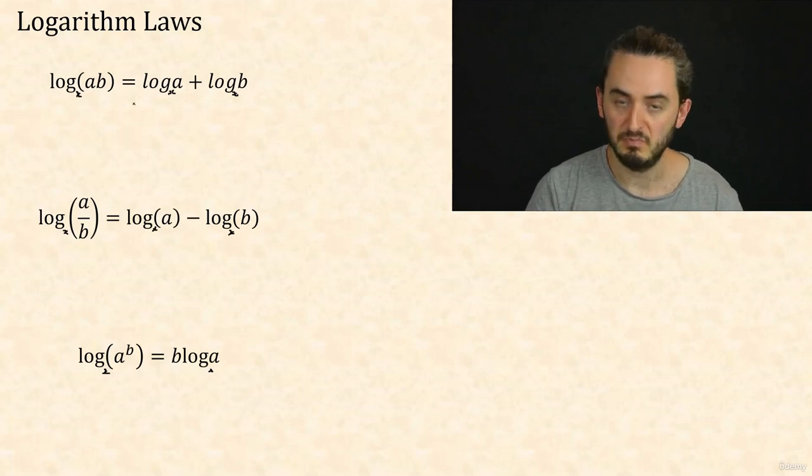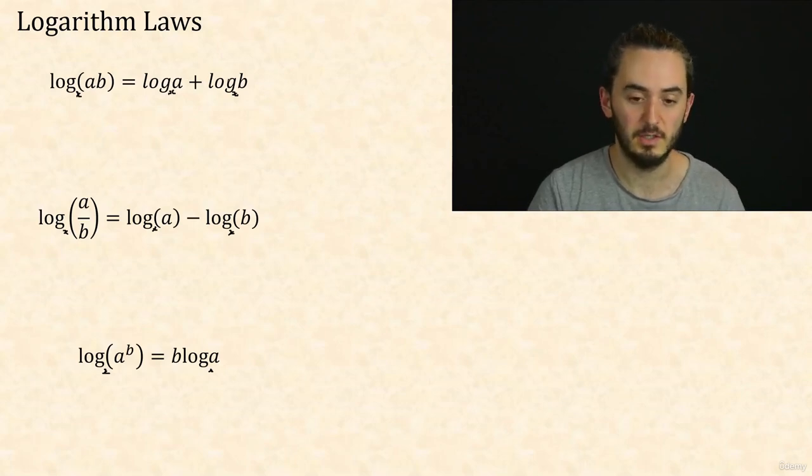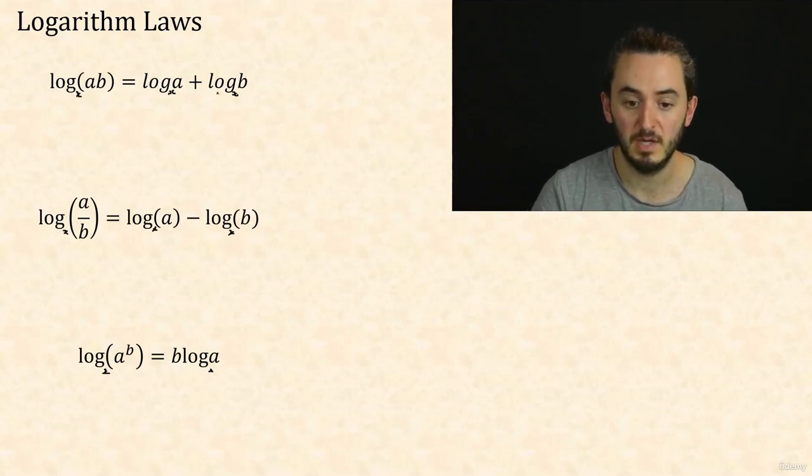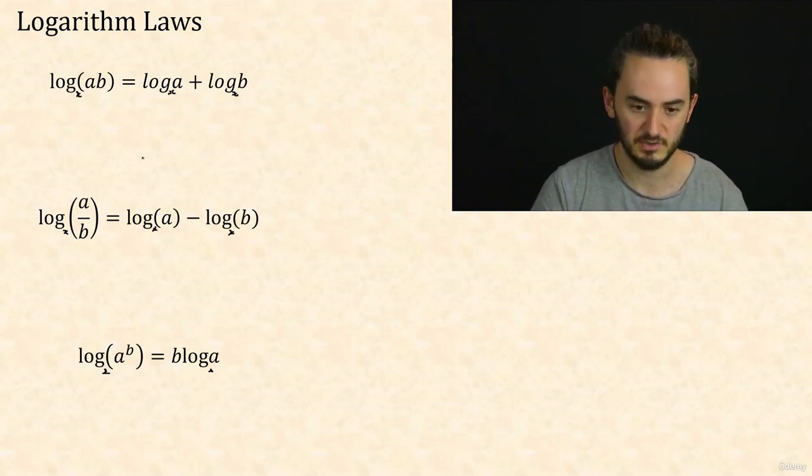Okay, so here they are in all their glory. The log of 2 numbers multiplied together is the log of the first number plus the log of the second. Slightly surprising, you might have expected it to be multiplied, but it's the log of the first number plus the log of the second. That's called the addition law, by the way. It's sometimes called the addition law, sometimes called the multiplication law. You can see why, because it's addition here, multiplication there.